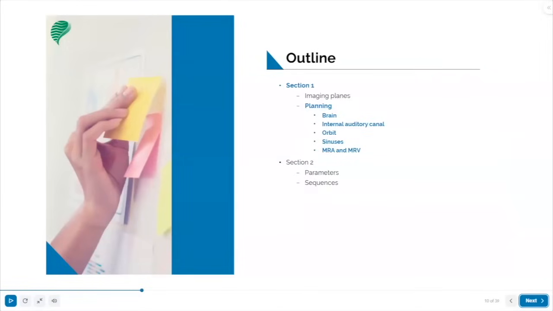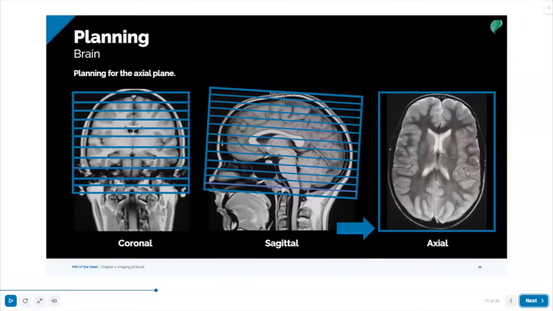All right, our next part of section 1, before we take a little break, is going to talk a little bit more about planning. So the planning techniques in MRA of the head. So now that we have learned about the most commonly used planes in MRI for each of the anatomical structures of the head, we will be discussing how to plan imaging in these fields of view.